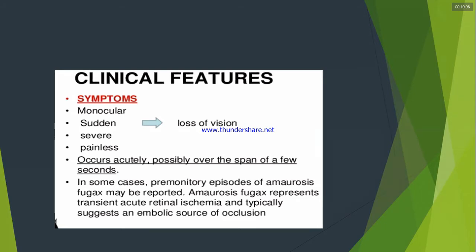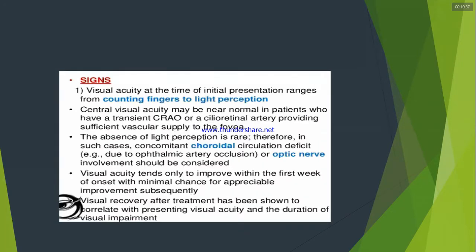In some cases, premonitory episodes of amaurosis fugax may be reported. Amaurosis fugax represents transient acute retinal ischemia and typically suggests an embolic source of occlusion. So when there is a certain transient loss of vision, which is called amaurosis fugax, some patients will notice this. This is due to retinal ischemia, which is due to emboli.